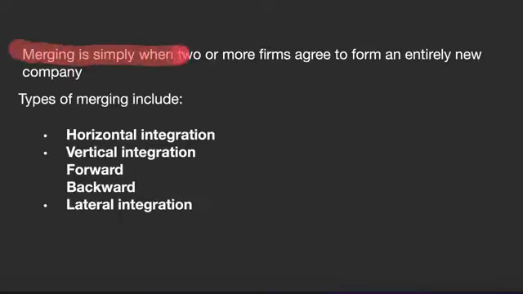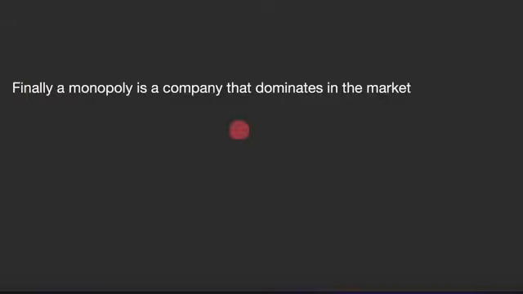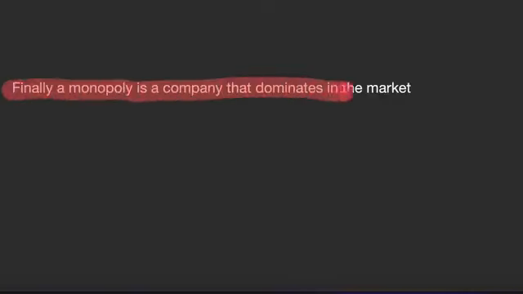Merging is simply when two or more firms agree to form an entirely new company. The types of merging include horizontal integration, vertical integration, forward and backward, and lateral integration. Objectives of firms are survival, growth, profit maximization, and finally, a monopoly is a company that dominates in the market.